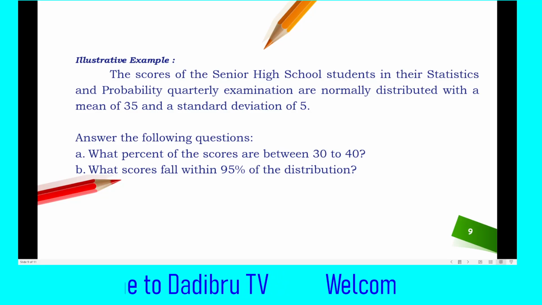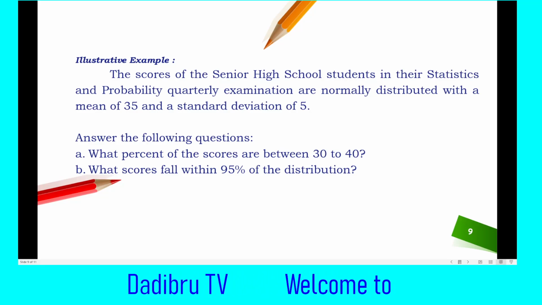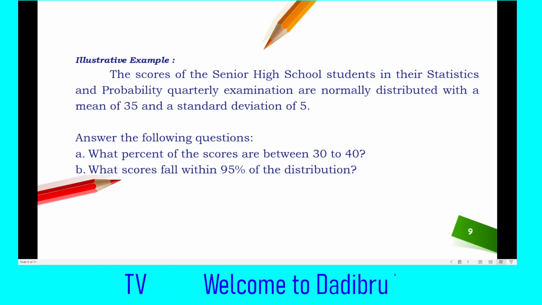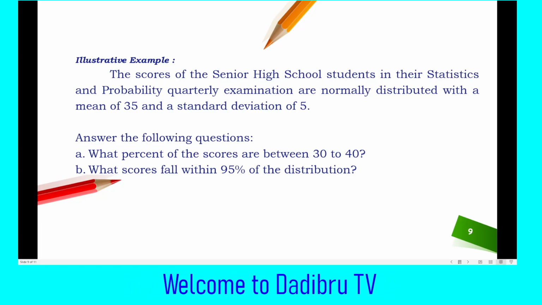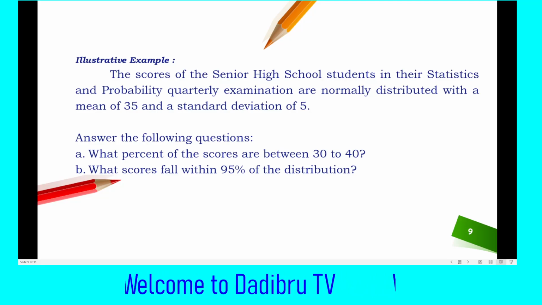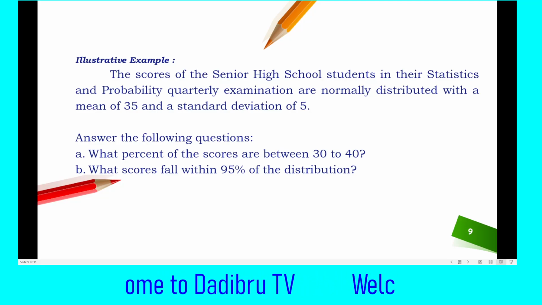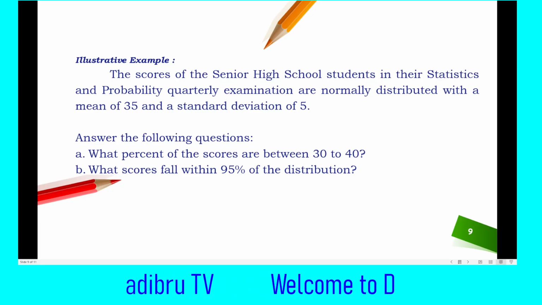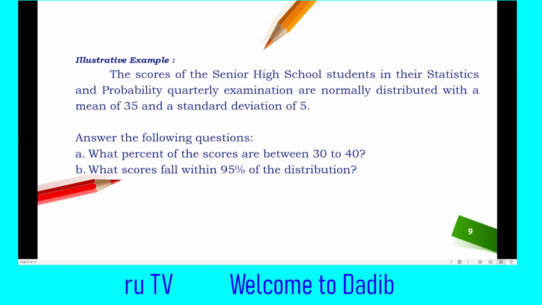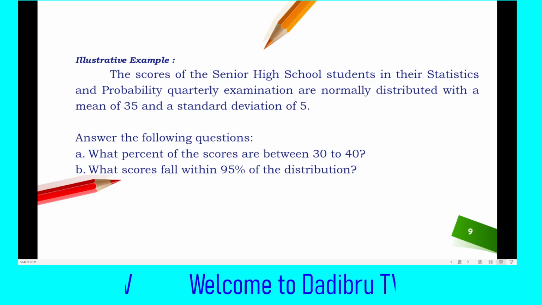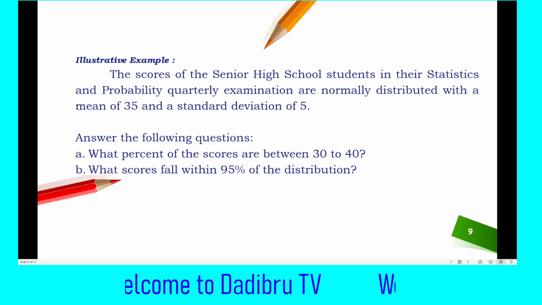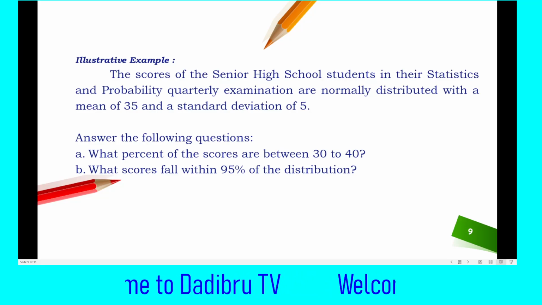Illustrative example. The scores of the senior high school students in their statistics and probability quarterly examination are normally distributed with a mean of 35 and a standard deviation of 5. Answer the following questions. A. What percent of the scores are between 30 to 40? B. What scores fall within 95% of the distribution?